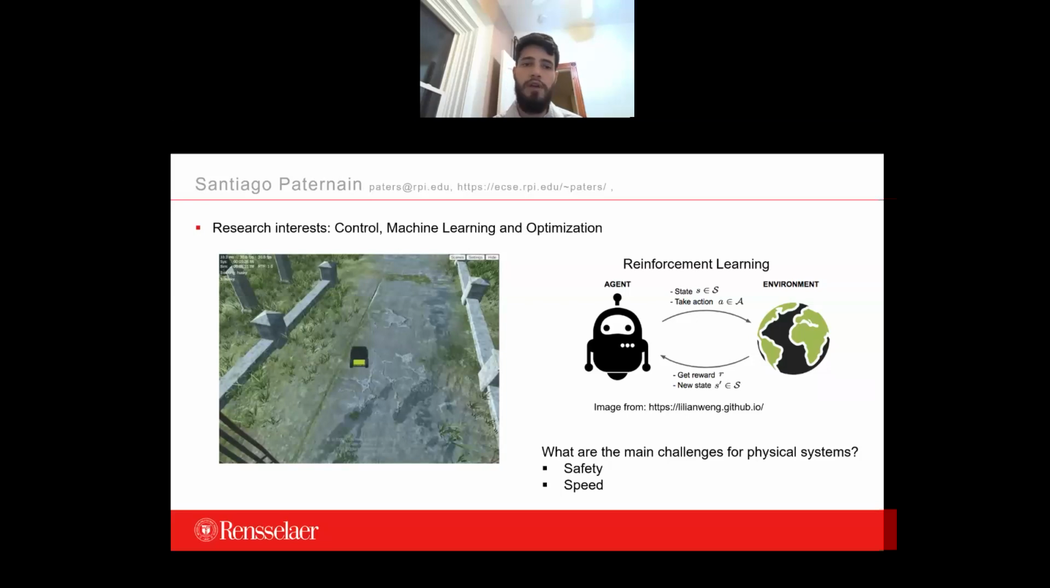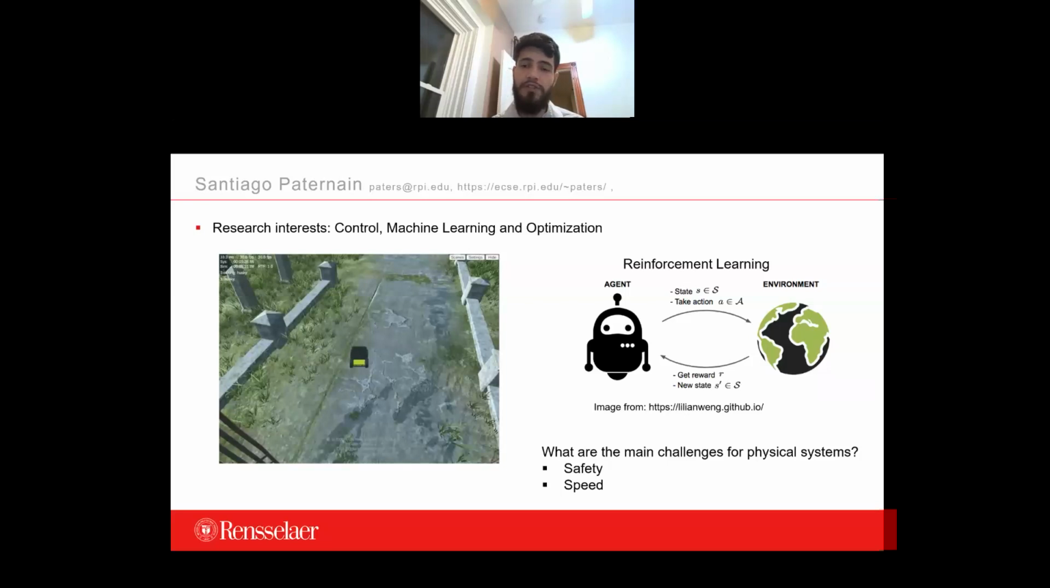So how to provide faster algorithms for reinforcement learning is also another very active area of research. And what we are trying to do in our lab is precisely this. We are positioning ourselves in this intersection between control and machine learning, and we are trying to design algorithms that guarantee safety and algorithms that are faster.